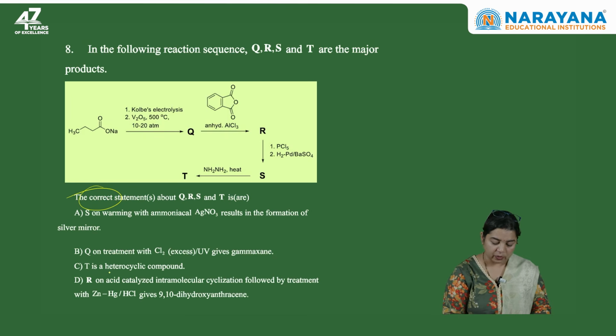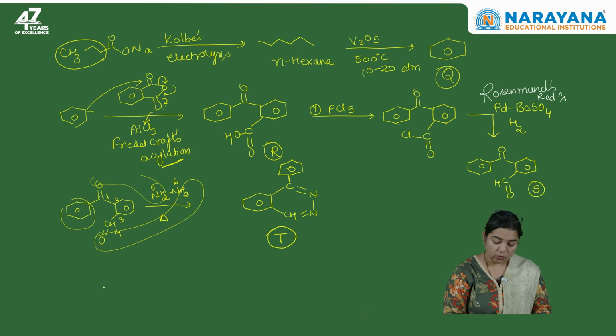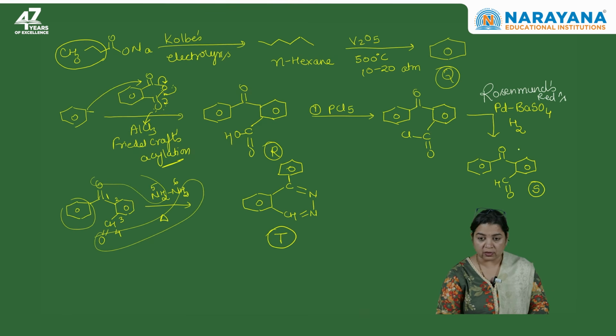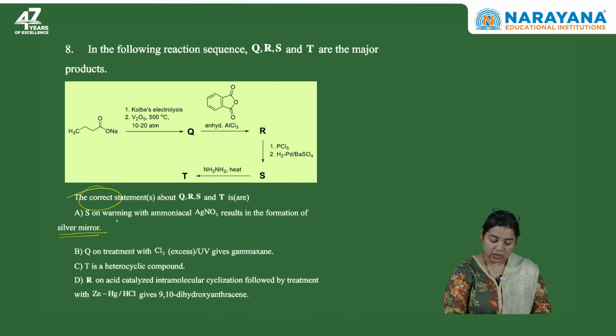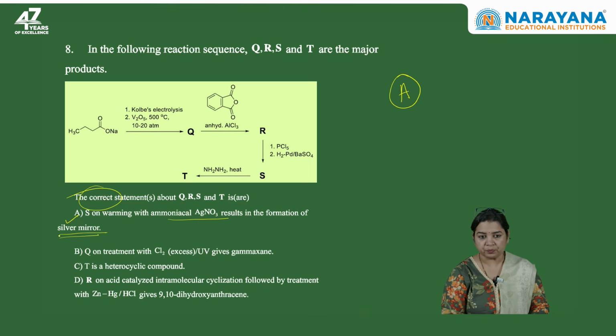Let us move backward. What are my options? S, on warming with ammoniacal AgNO3, results in the formation of a silver mirror. So let us check what S was. Yes, it has an aldehydic group. It will give the Tollens reagent test. So warming with ammoniacal AgNO3 will result in the formation of a silver mirror. Correct, option A will be part of our answer.